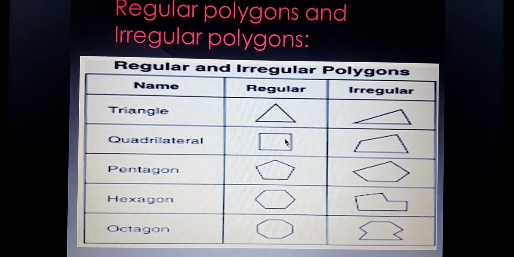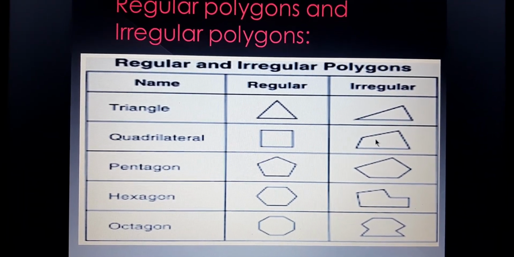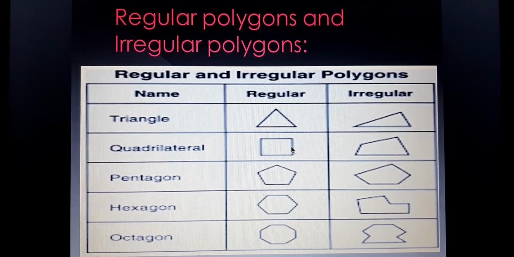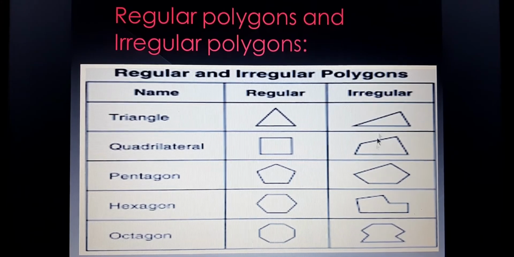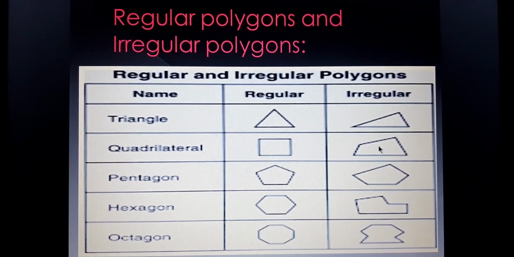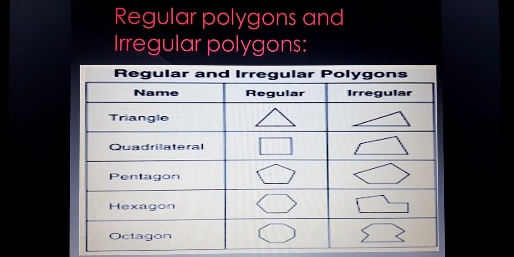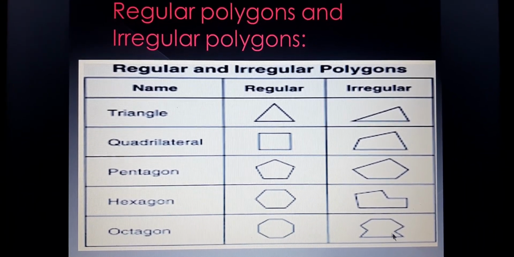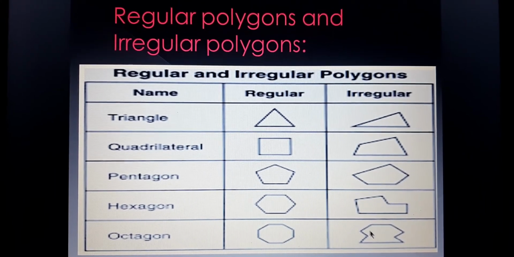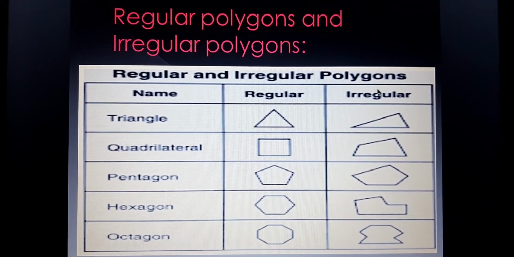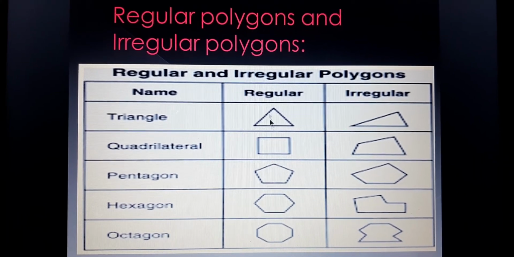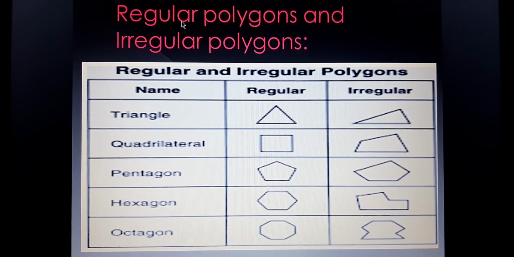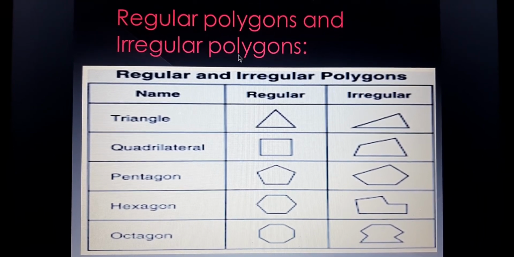You can see here the four-sided square and here also a four-sided quadrilateral, right? Both are called quadrilaterals, but here the sides are equal and here they are unequal, so it is called an irregular quadrilateral or an irregular polygon. You can see another example also. This is an octagon, 8 sides. Here also it has 8 sides, but these are not equal. So these are irregular and these are regular. It is classified as regular polygons and irregular polygons.